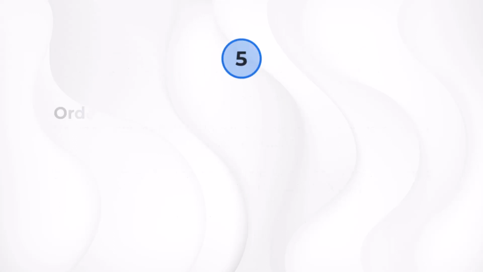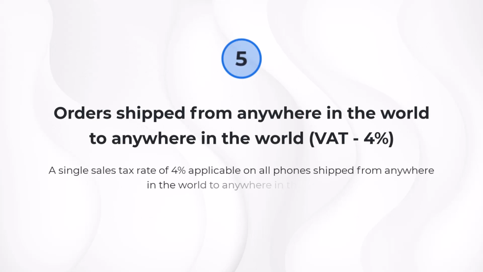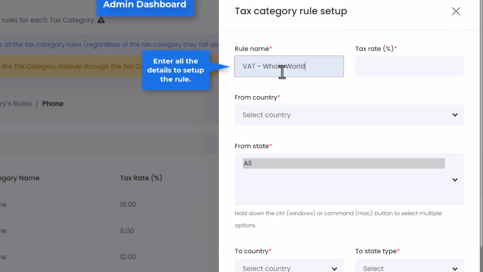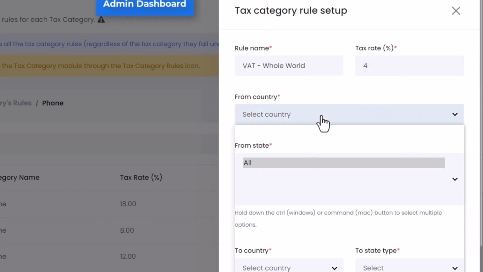Rule 5. In the last rule, we will define a single sales tax rate that is applied for phones shipped from anywhere in the world to anywhere in the world. This rule is for any location, for which specific rules have not been defined. Give this rule a name. Add its overall tax rate as 4. However, if you want to keep the tax as 0, you can enter 0 as the tax rate as well.